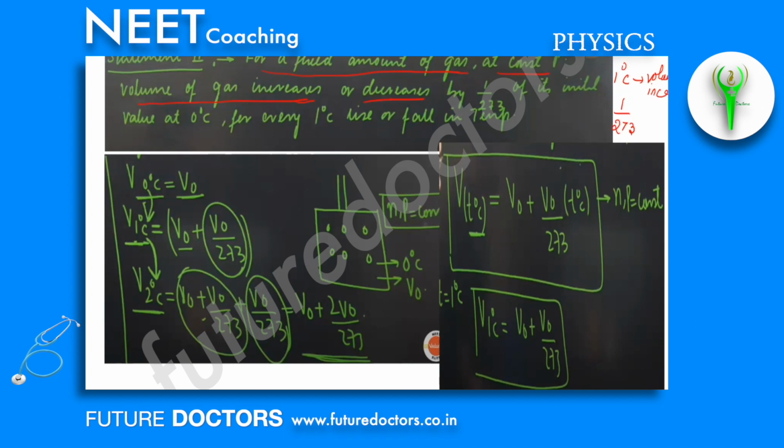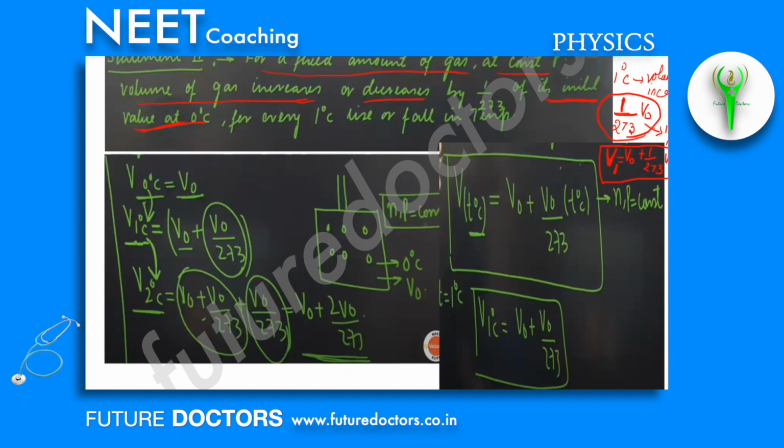For example, at 0 degrees, assume that V naught is the initial volume. Now when you increase the temperature by 1 degree, the volume increases by 1 by 273 of its initial value at 0 degrees. What is the initial value at 0 degrees? V naught. So V naught by 273 is the increase in volume. So at 1 degree, the initial volume is V naught plus 1 by 273 into V naught. This is the new volume V1.